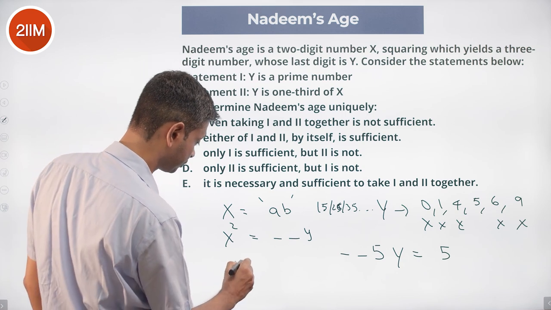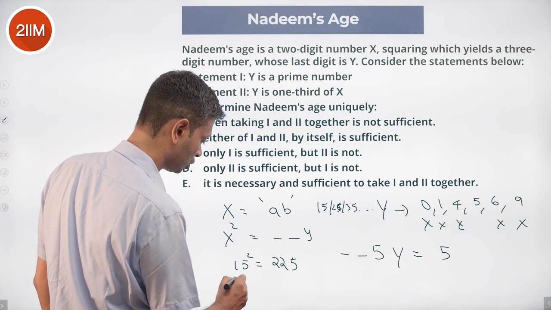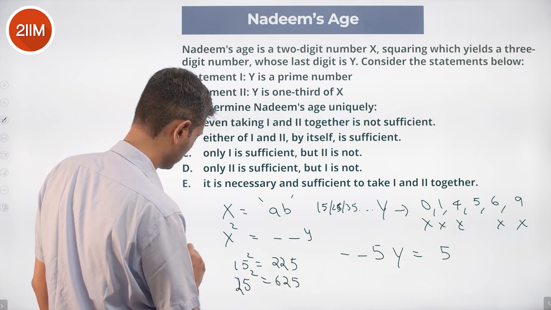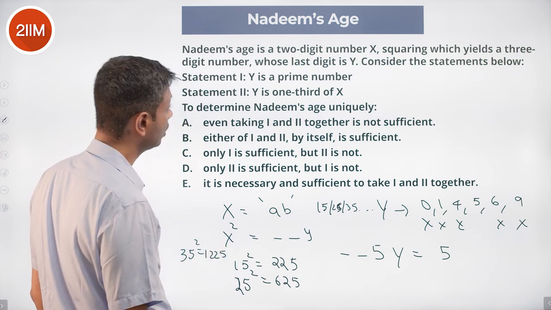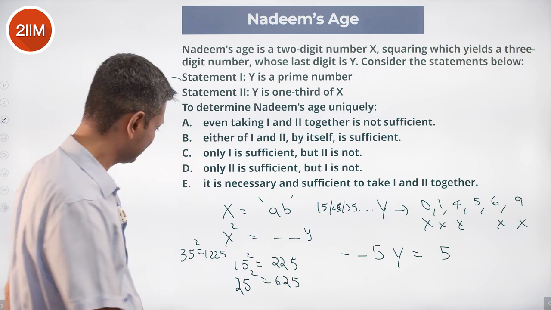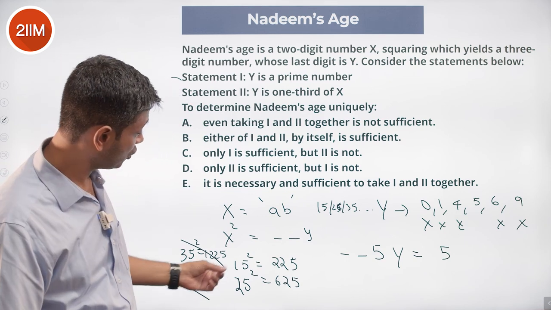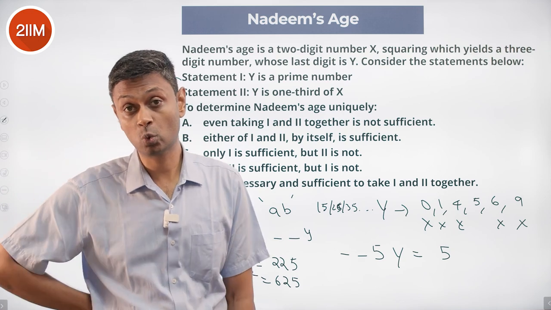15 square is 225. 25 square is 625. 35 square is 1225. We know that X square is a 3-digit number. So 35 square, 45 square, 55 square, all of those are ruled out. 15 square is 225, 25 square is 625. Both of these work. Y is prime.